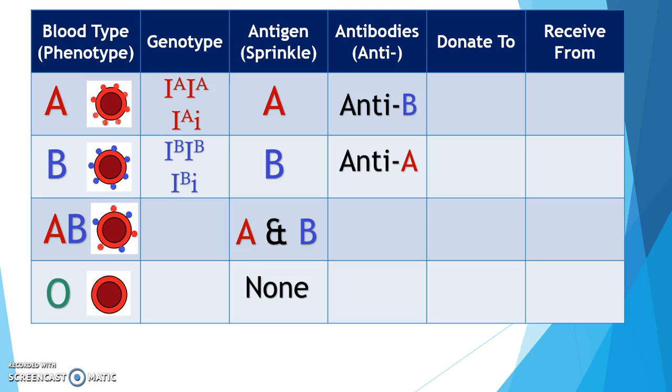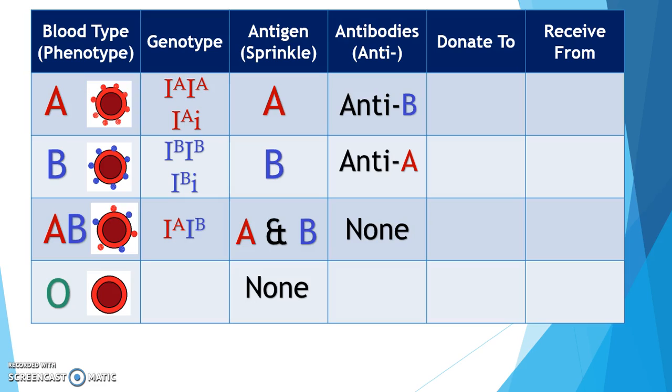Now, a person who has AB blood, their genotype is going to be heterozygous. So they have the IA and the IB. That means that the sprinkles they have on the outside are both red and blue. So if you had any antibodies, you would have an autoimmune disease, and you would attack and destroy your own red blood cells. So a person who is type AB blood actually has no antibodies against any of the blood types because they would kill themselves.